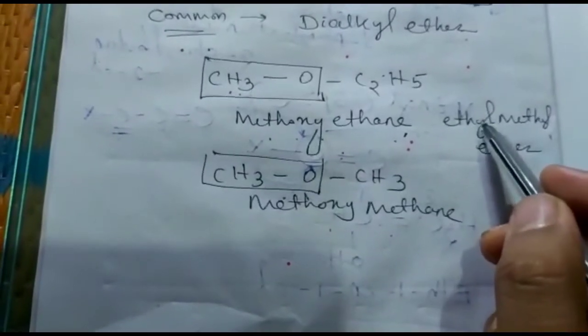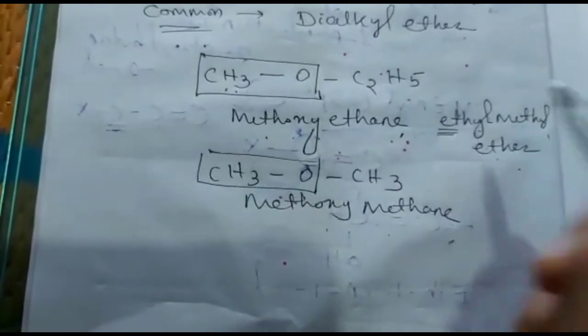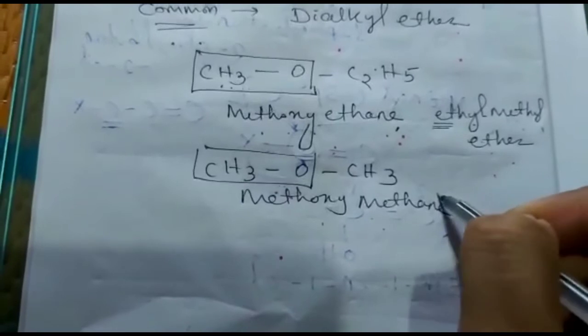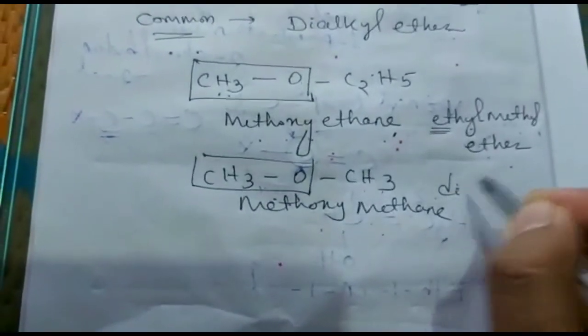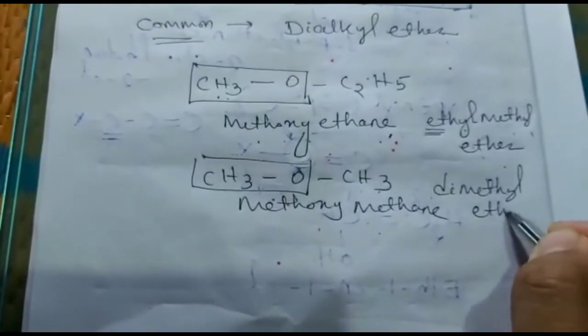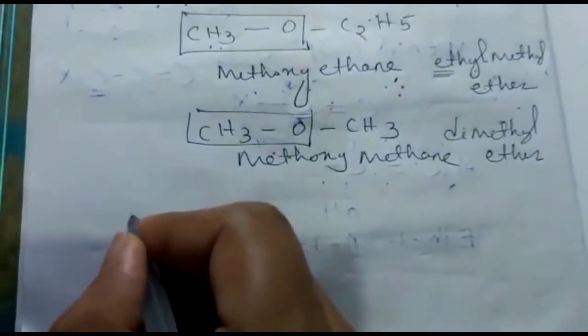So you may ask why it is not methyl ethyl. Alphabetically E comes first, therefore it is written ethyl methyl ether. But here both the groups are methyl, so here we will write dimethyl ether. Dimethyl ether. Okay.